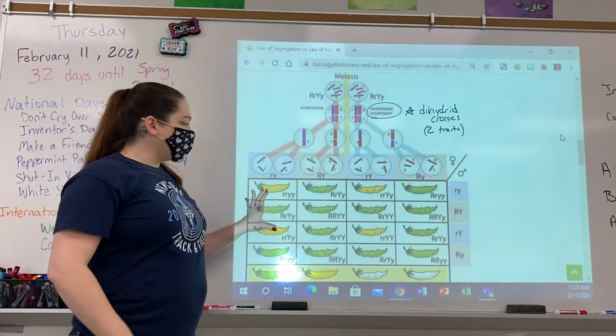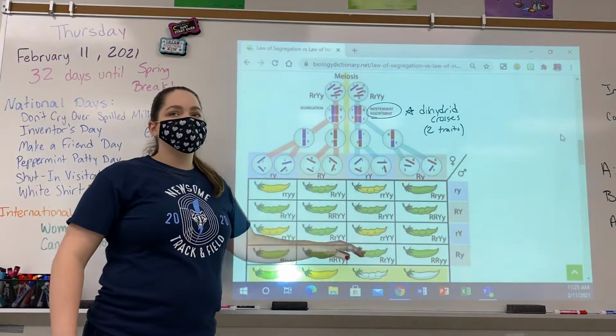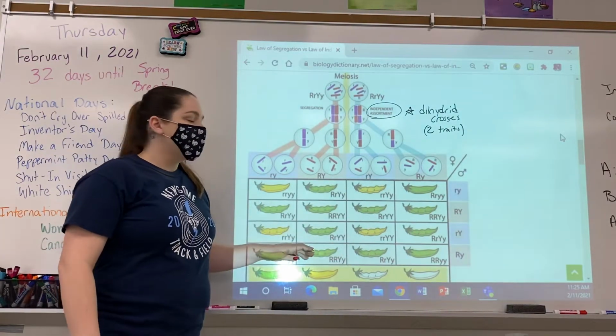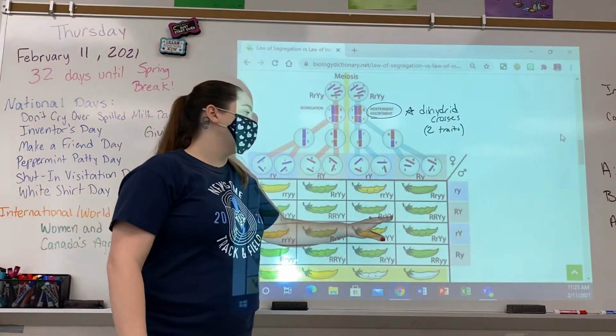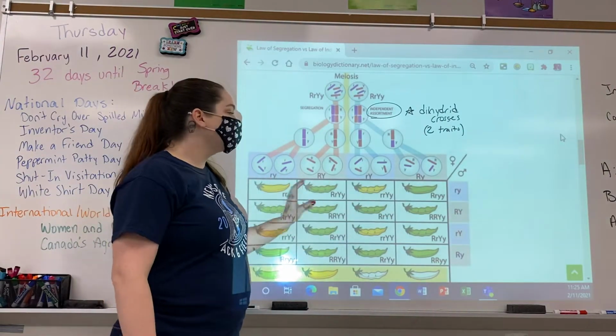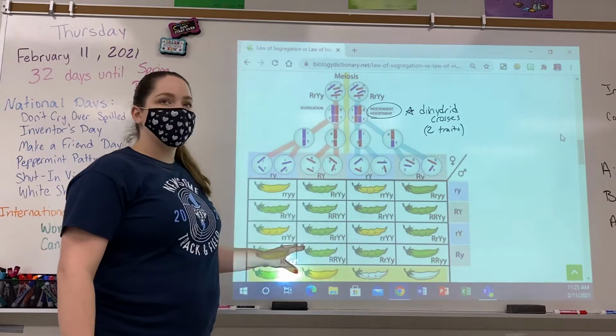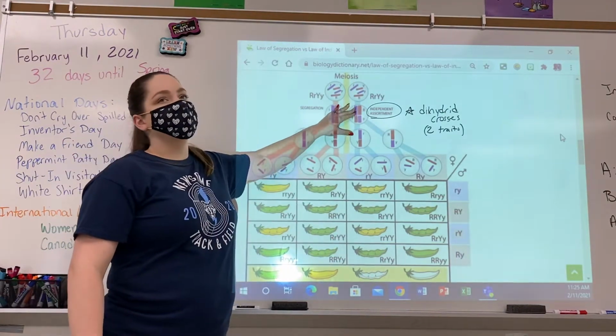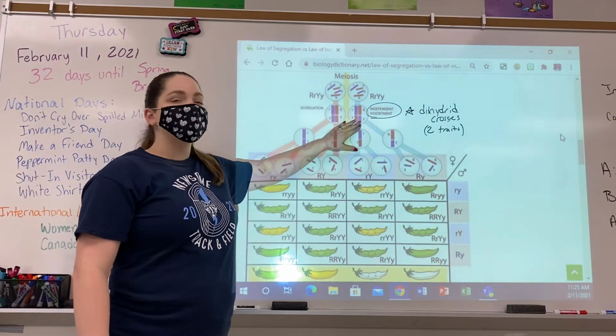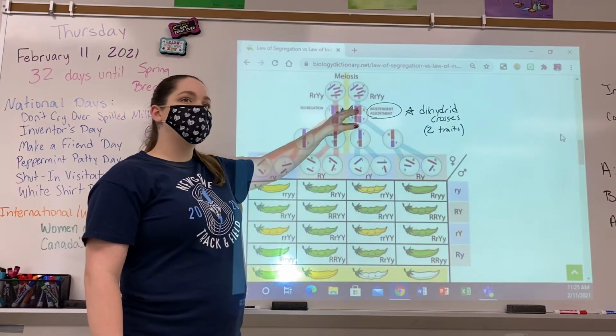So this is why we have such diversity, especially in our dihybrid crosses. We have so many different options, well, we only have four. Anyway, we have more diversity in our dihybrid cross because when we're dealing with two traits, we're dealing with multiple chromosomes. Those chromosomes are going to line up independently of each other.